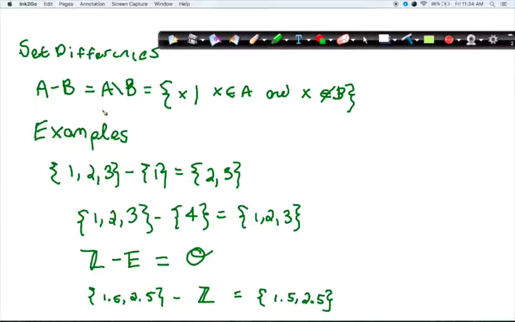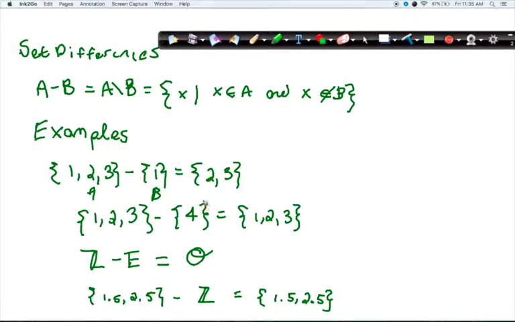So if we have two sets, A and B, A minus B, which is also sometimes written like this. Sometimes people write a slash instead of a minus. It's the set of all things that are in A and aren't in B. So to be in A minus B, you have to be in A and you have to not be in B. So for example, we can take the set 1, 2, 3 and make that our A. And we can take the singleton set B containing 1, okay? And so if we take the set difference of these two sets, we get 2, 3.